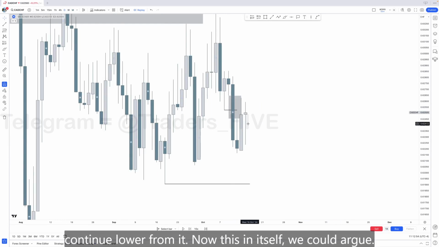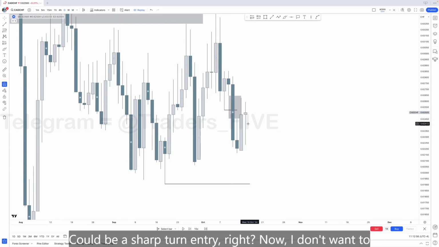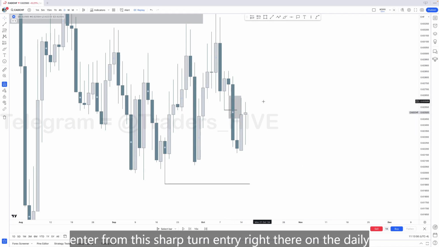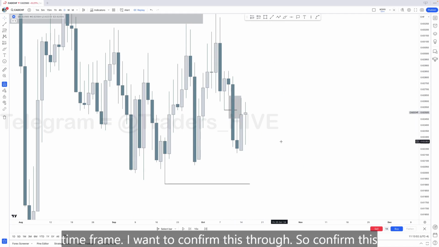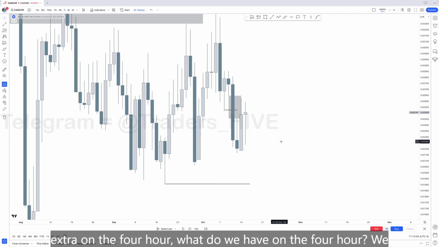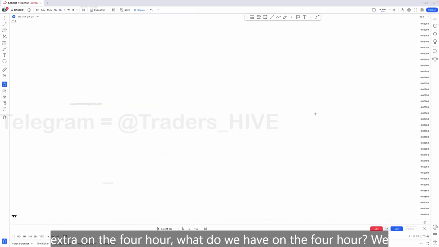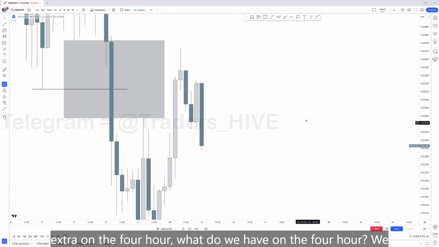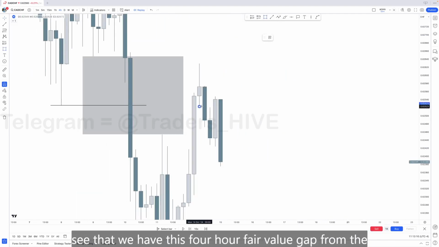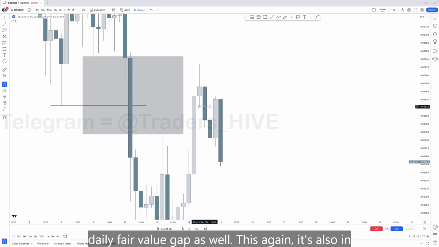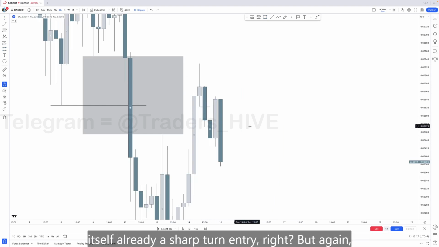Now, this in itself, we could argue could be a sharp turn entry, right? Now, I don't want to enter from this sharp turn entry right there on the daily time frame. I want to confirm this through, so confirm this extra. On the 4 hour, what do we have? On the 4 hour, we see that we have this 4 hour fair value gap from the daily fair value gap as well. This, again, is also in itself already a sharp turn entry, right?